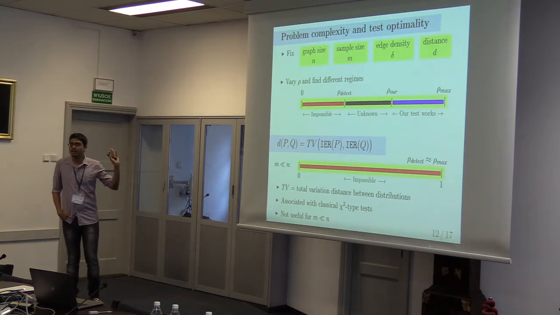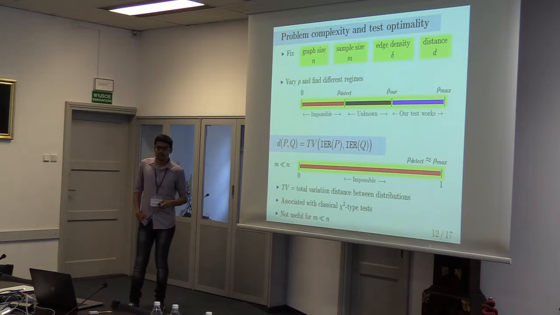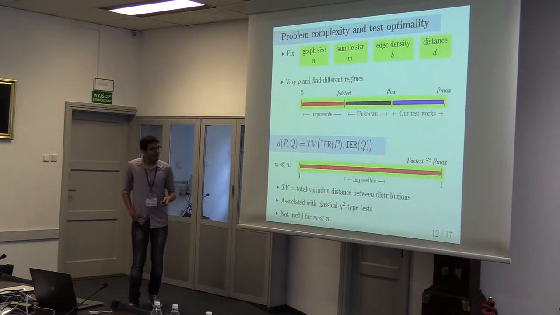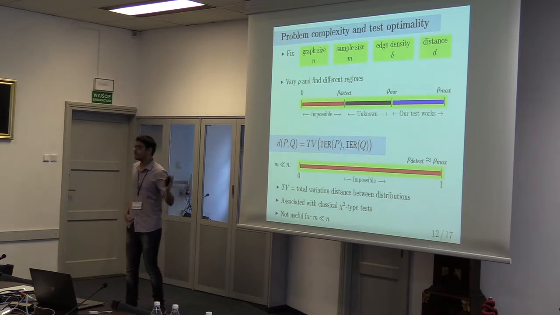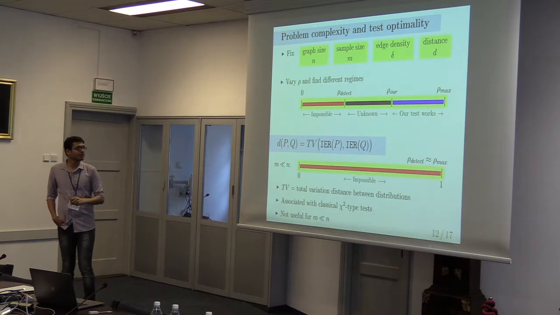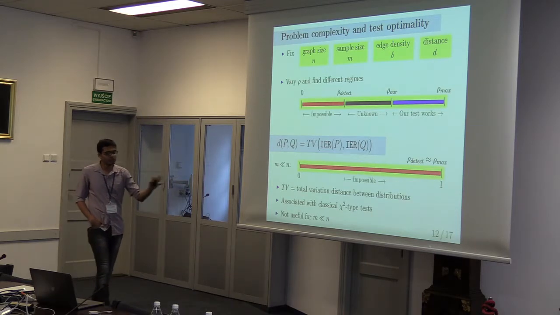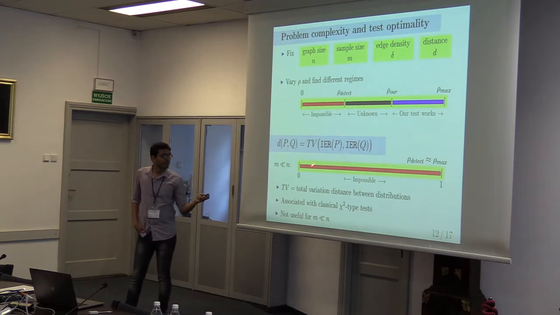What about some other distances, say the Kullback-Leibler divergence? What we also showed, and I just didn't put it here, is that again, in Kullback-Leibler divergence, if m is sublogarithmic, which also depends on the sparsity of the graphs, then it's again the same type of situation, that the problem is essentially not solved.